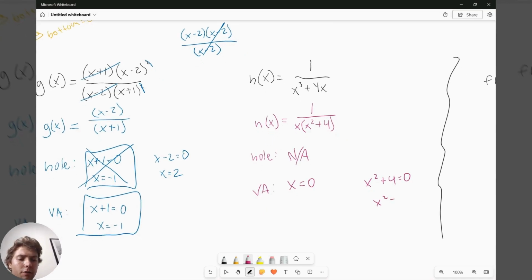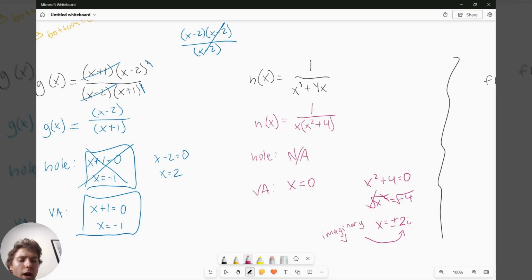If you were to solve this second equation, you would end up getting x equals plus or minus the square root of negative 4. So remember, the square root on both sides gives you a plus or minus. The square root of negative 4 gives you i. These are imaginary asymptotes, right? Because of the i there.